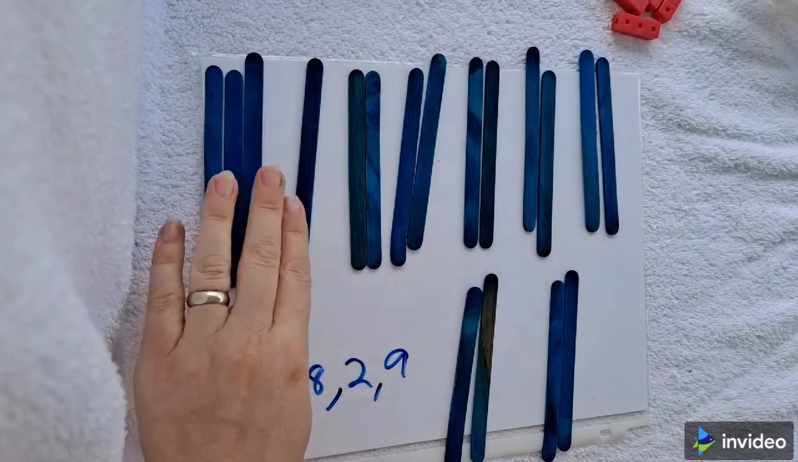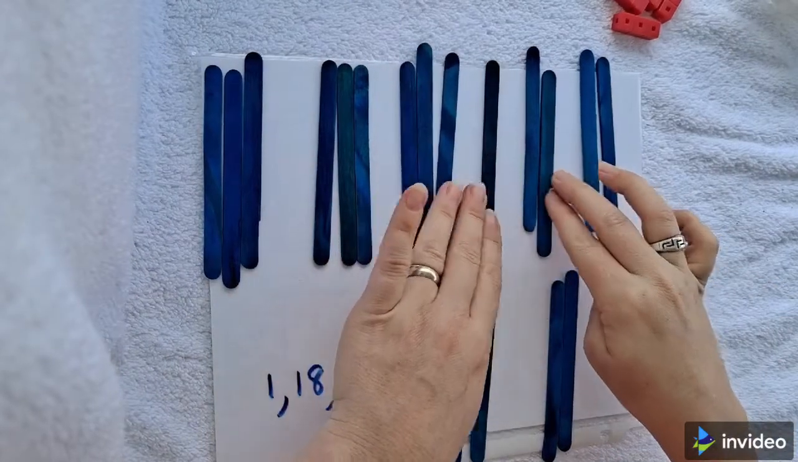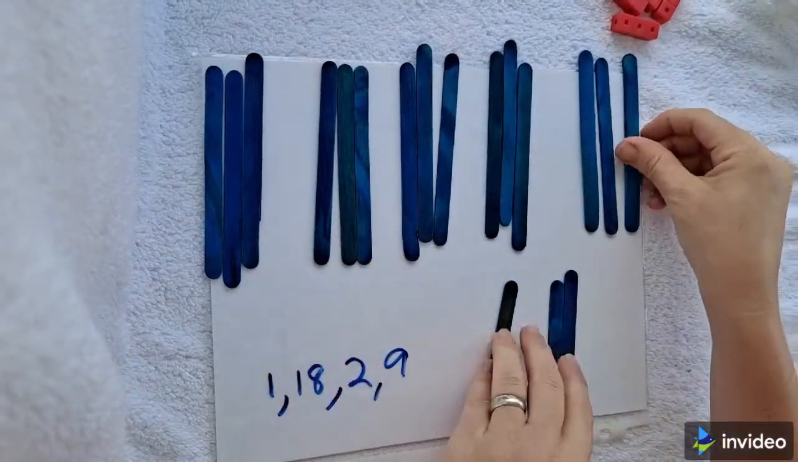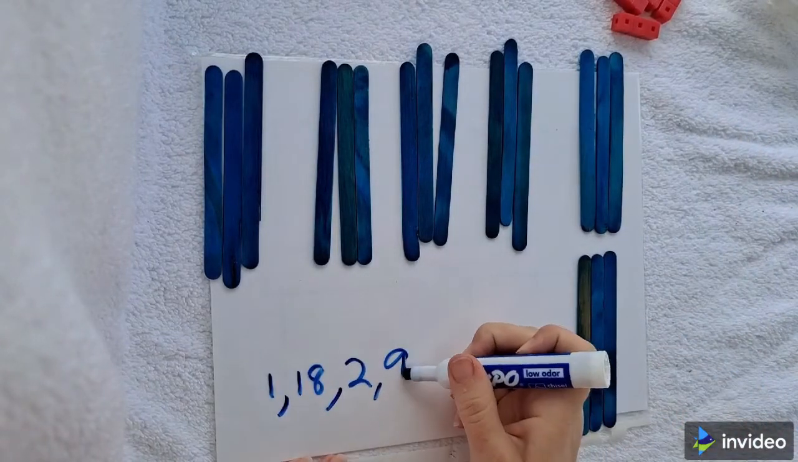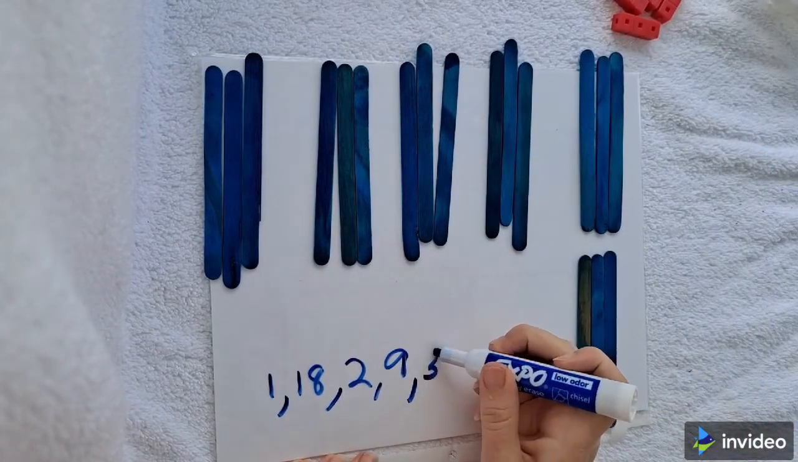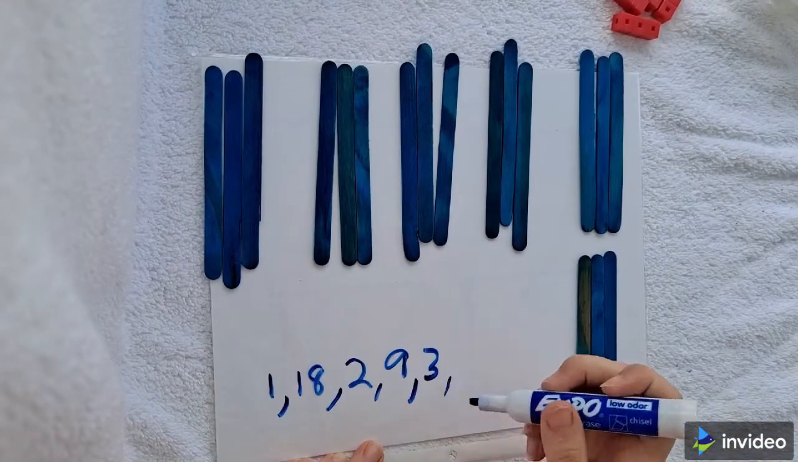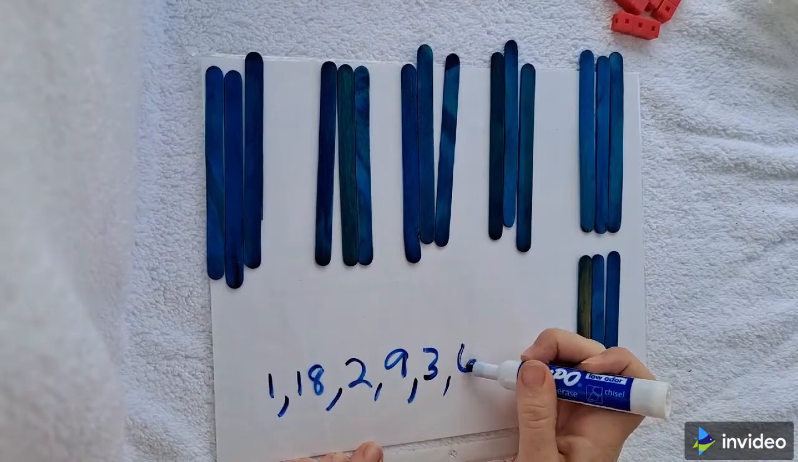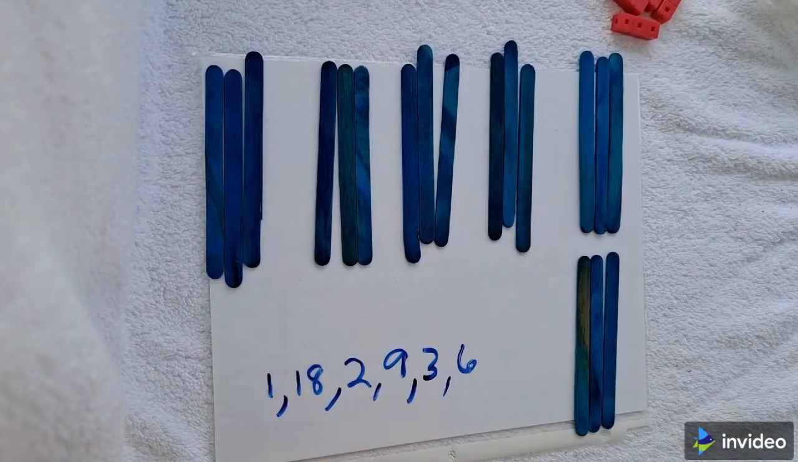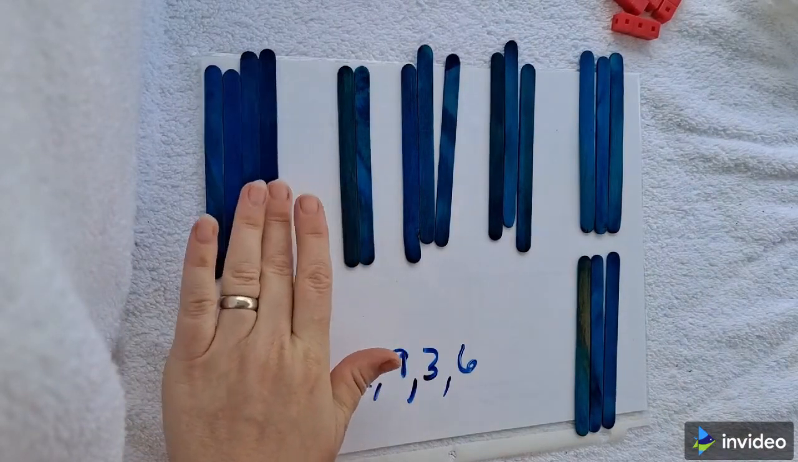Let's see if we can break it up into groups of 3. Would that be able to do that? Oh, 3 would be another factor. All right, so that's another way we can build this wall of 18. 3, and how many groups of 3? 1, 2, 3, 4, 5, 6. 6 groups of 3 make 18.